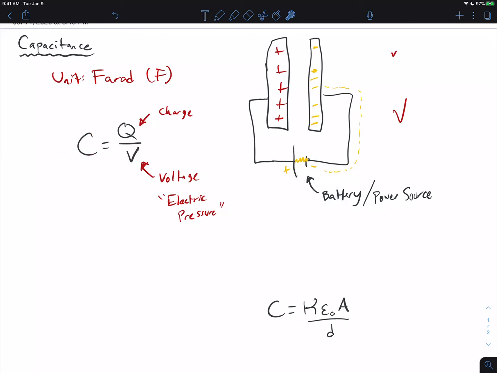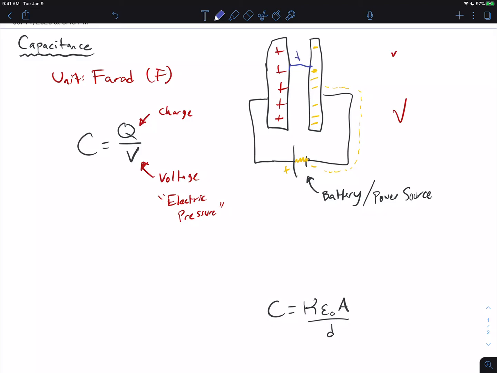So what are some of the things that actually affect how much charge we can build up on here, or how easy it is for us to build up charge on here? Okay, well, let's take a look at this. So it seems that if I were to make these plates further apart, we're going to start with the distance between these plates.